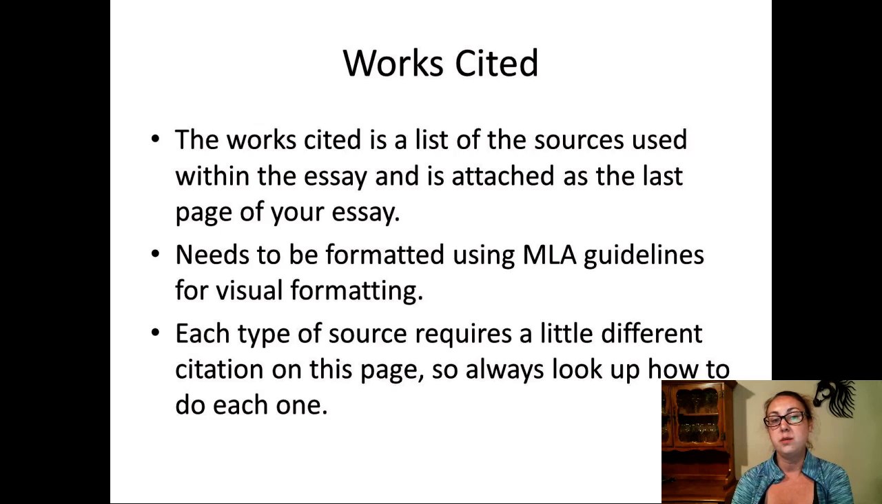It needs to be formatted using MLA guidelines for visual formatting, and each type of source is going to require a little different citation. So it's always really, really important to actually look up how to do each one. This is not something that you're ever going to memorize. There's too many different types of sources out there. So it's always important when you're doing a works cited page to actually flip open your whatever you're using. If you're using a writer's handbook like the Little Seagull handbook, flip that open. If you're looking at some other type of handbook, use that. If you are online, you can go different sources online and find out how to do it, but it's really, really important to look them up.